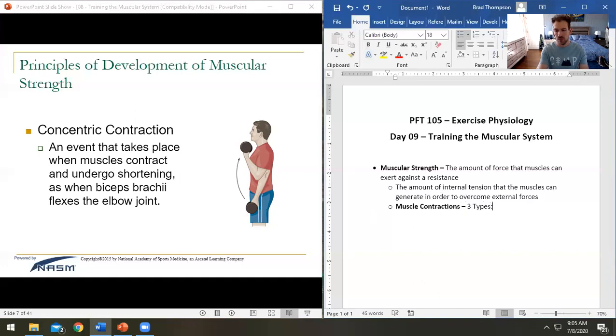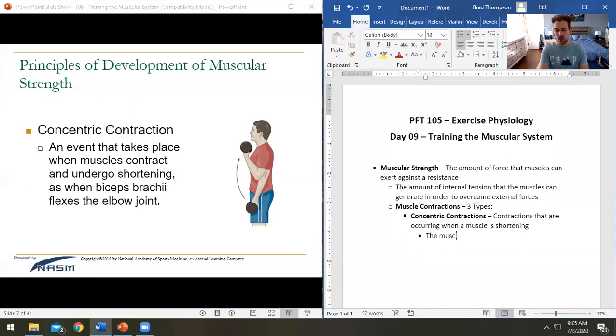Three types. We are going to see concentric contractions, right? Those are contractions that are occurring when a muscle is shortening, right? So like when a muscle is generating more force than a resistance, it's going to overcome that resistive force, and therefore the muscle is going to shorten, right?